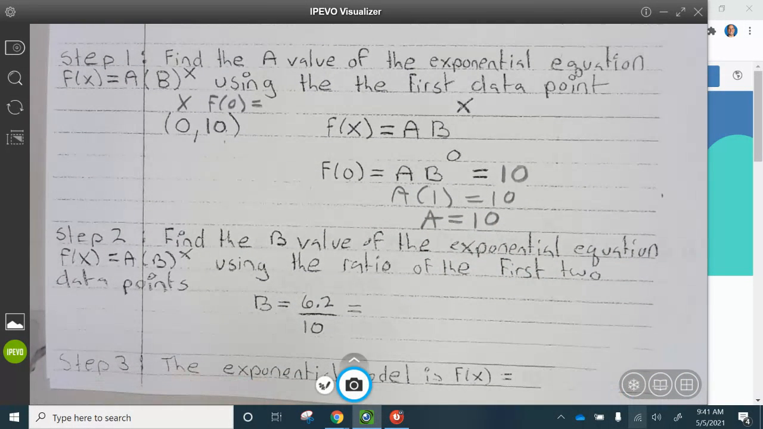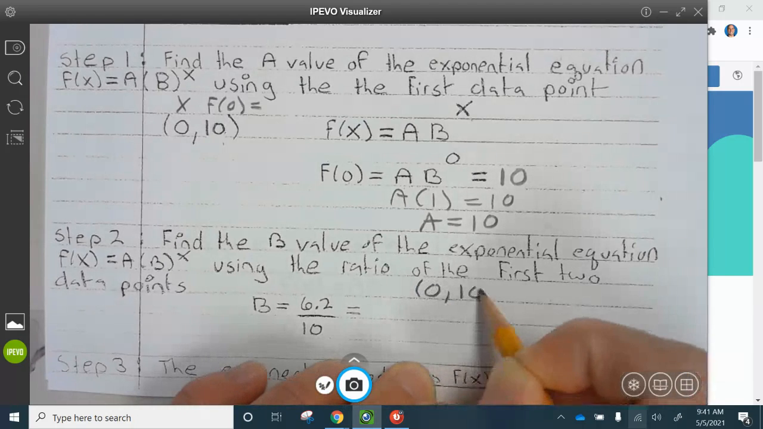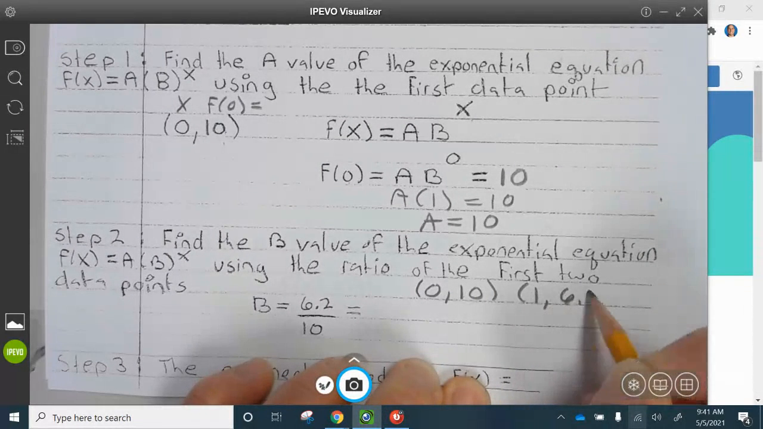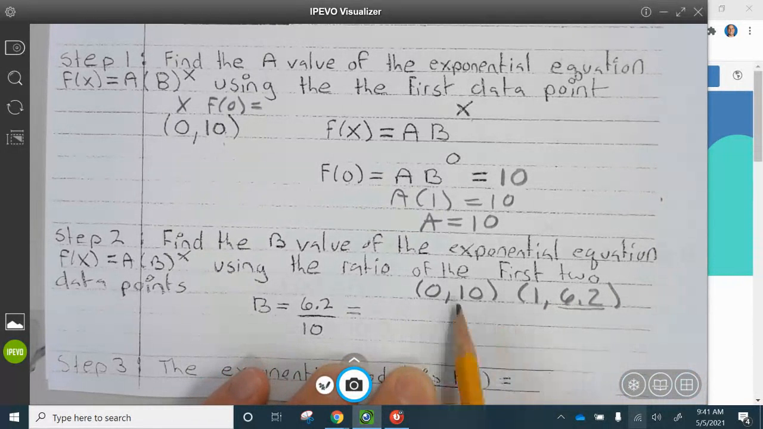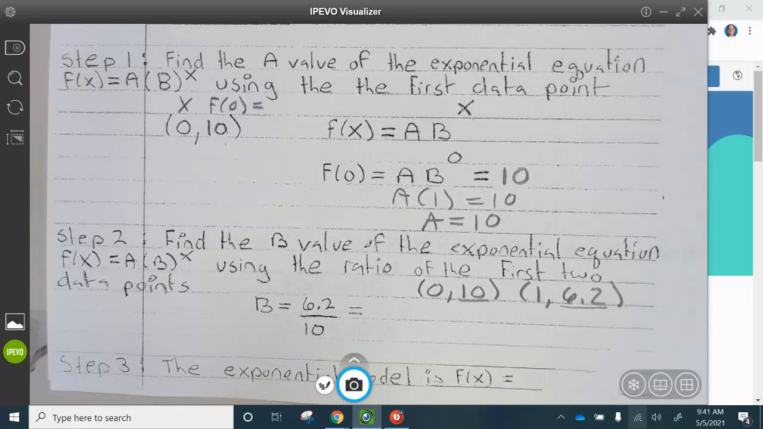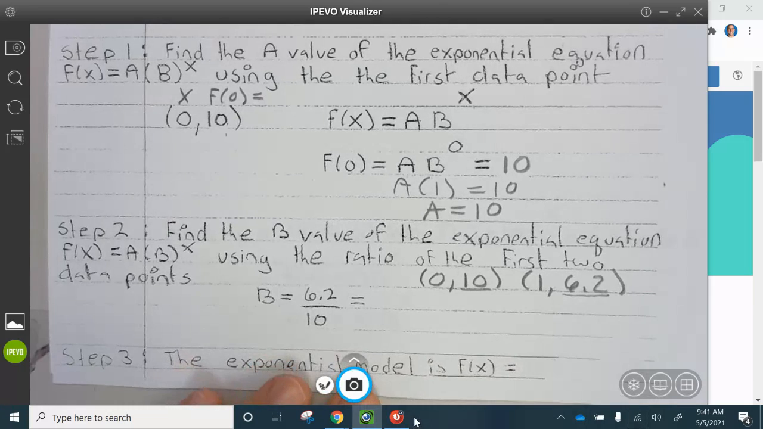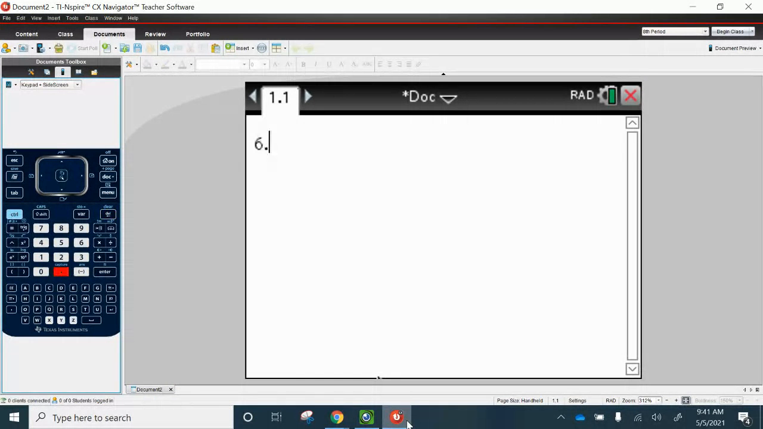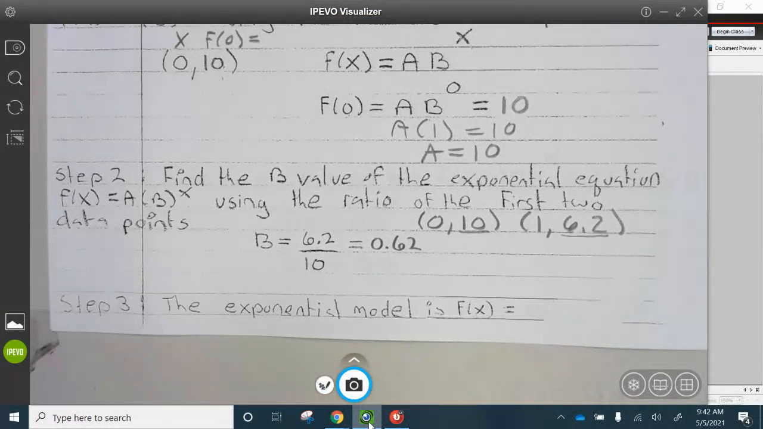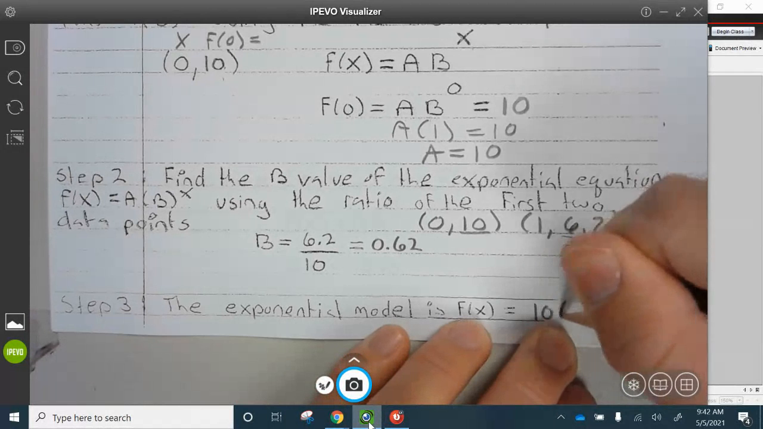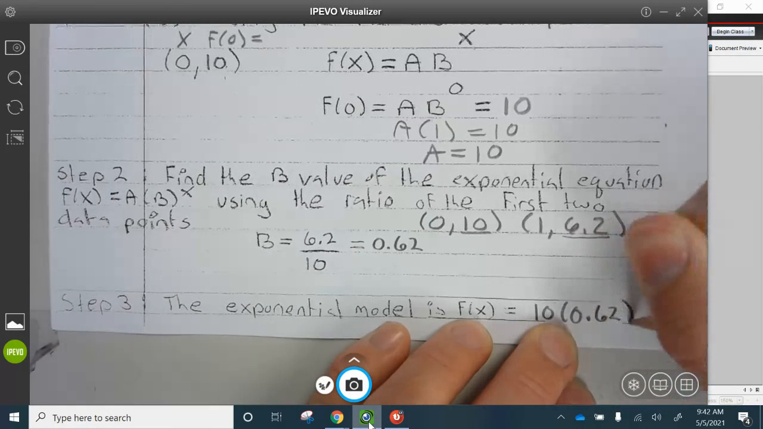Okay. Step 2, find the b value of the exponential equation f of x equals a times b to the x using the ratio of the first two data points. Well, the first two data points are 0, 10 and 1, 6.2. So we find the ratio of 6.2 divided by 10. Okay, so let's put that in our calculator. So 6.2 divided by 10 is 0.62. Okay, so the exponential model is f of x equals 10 times 0.62 to the x.